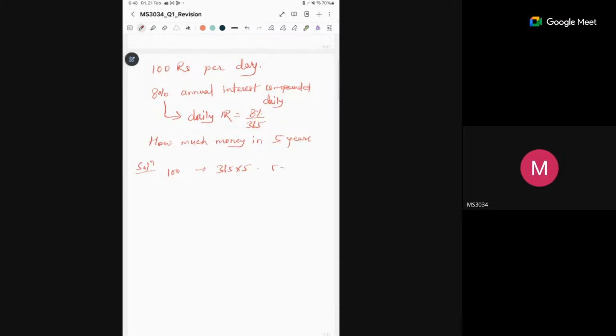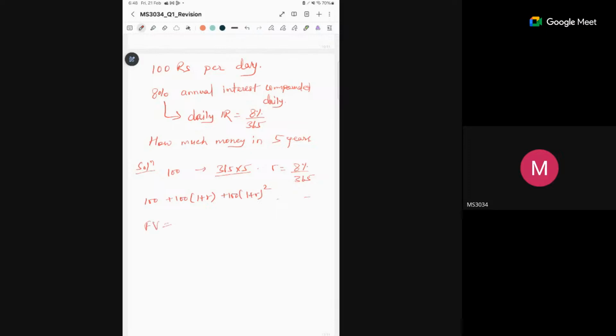So R is equal to 8% by 365. This is simply the future value where we use the sum of GP concept. There will be a geometric progression. The sum of that is 100, then plus 100 into (1 plus r), 100 into (1 plus r) square, and so on, for these many periods. So this is a GP.